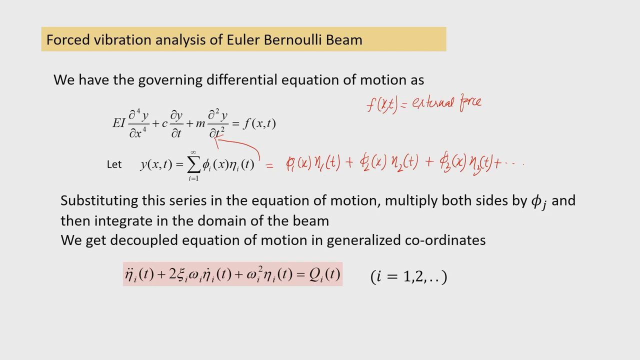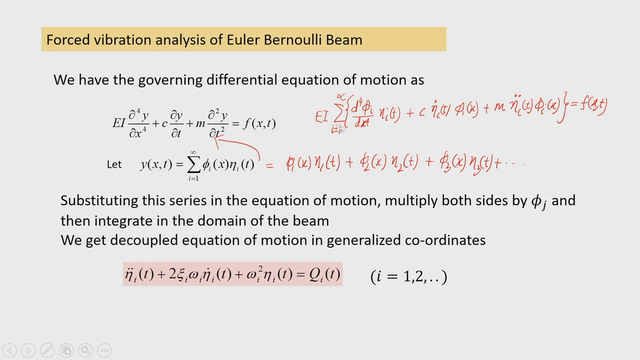After substituting this series in this equation, we can write EI, summation i equal to 1 to infinity, d⁴φ_i/dx⁴ η_i(t) plus c η̇_i(t) φ_i(x) plus m, again we are taking the double derivative, so η̈_i(t) φ_i(x), and in the right hand side f(x,t) is there. So after substituting this series in this equation, we are getting this expression.